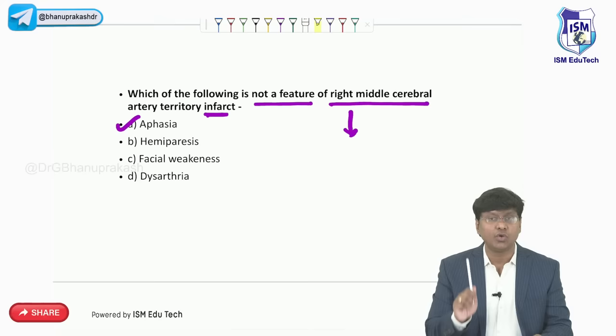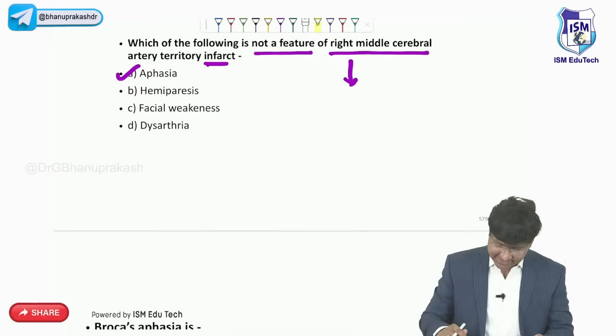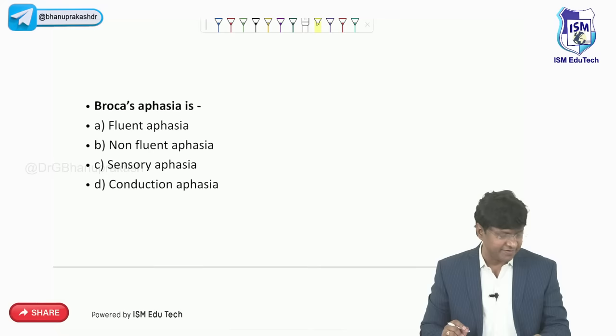Now, you have the various types of aphasias, like Broca's aphasia. So, in Broca's aphasia, which area is affected? The Broca's area is affected. Yes, any one of you?